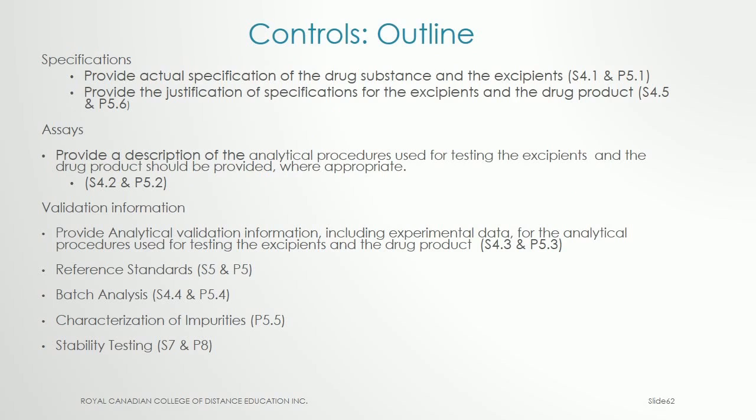Controls. Outline. Specifications. Provide actual specification of the drug substance and the excipients. Provide the justification of specifications for the excipients and the drug product. Assays. Provide a description of the analytical procedures used for testing the excipients and the drug product, where appropriate. Validation information. Provide analytical validation information, including experimental data, for the analytical procedures used for testing the excipients and the drug product. Reference standards. Batch analysis. Characterization of impurities. Stability testing.